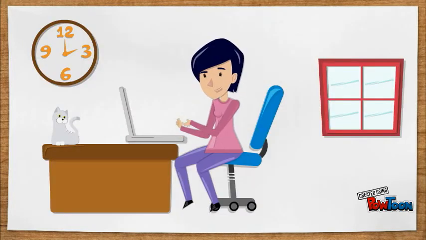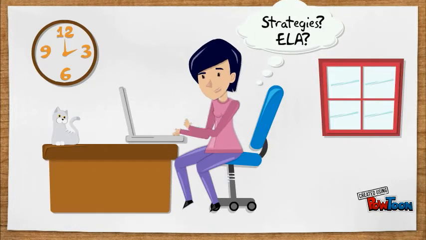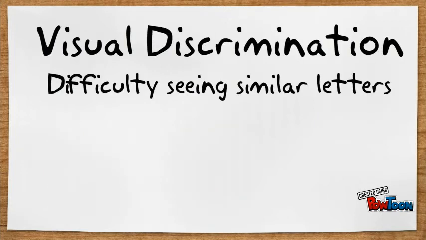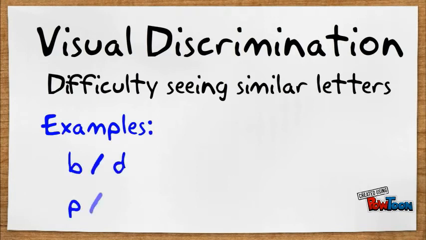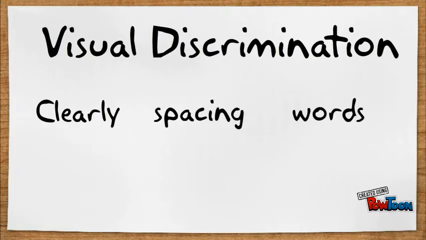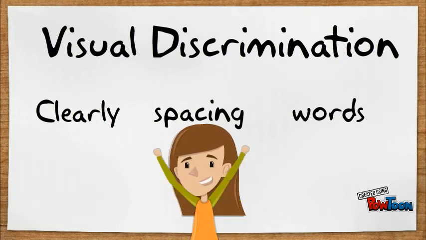Let's go over a few of the types of visual processing disorders, along with some helpful strategies that address them. The first one is visual discrimination. This includes difficulty seeing similar letters or symbols as different characters, such as the lowercase letters B, D, P, and Q, along with the plus and multiplication signs in math. Helpful strategies include clearly spacing out words or problems on a page.